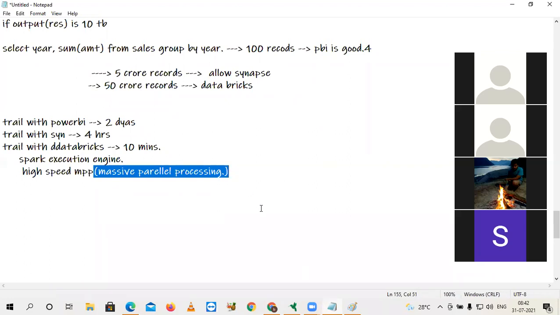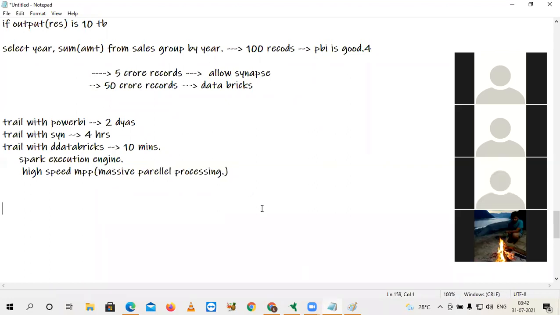Sir, RDD is different and Databricks execution is different. In Databricks, whenever you load data or run a job, the data is loaded into an RDD temporarily. RDD means resilient distributed dataset. An RDD has partitions. These partitions are distributed across multiple machines. All machines process the data in parallel.